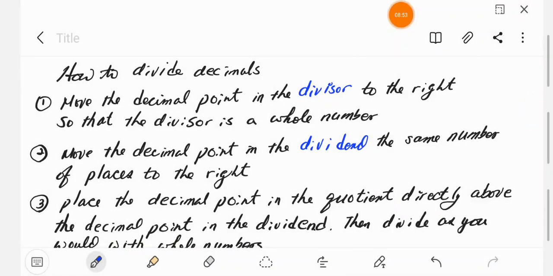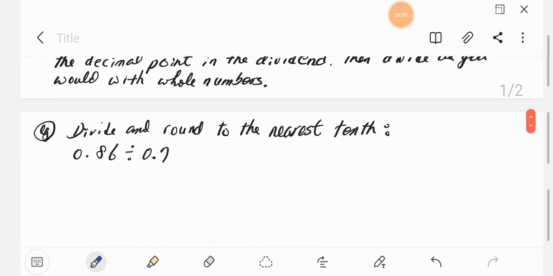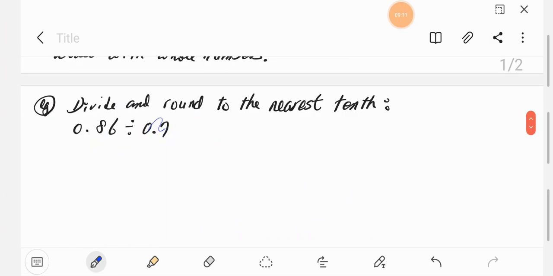All right, this time let's learn how to divide decimals. There are rules, so keep in mind these 3 rules. The first step is to move the decimal point in the divisor to the right so that the divisor is a whole number. Okay, let's divide these numbers.